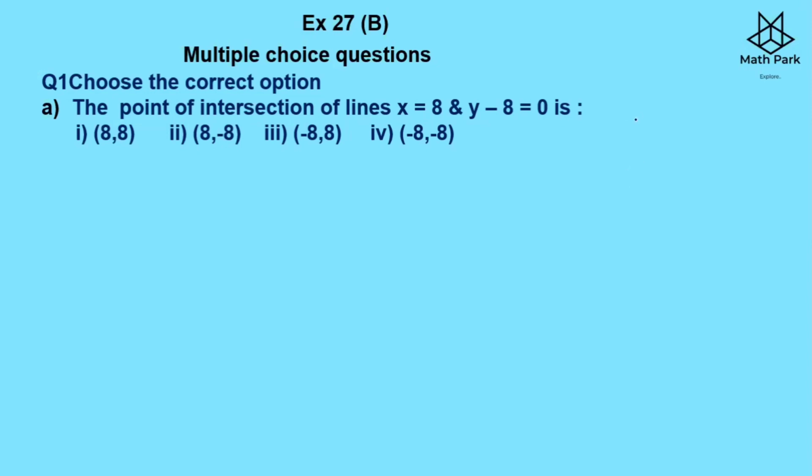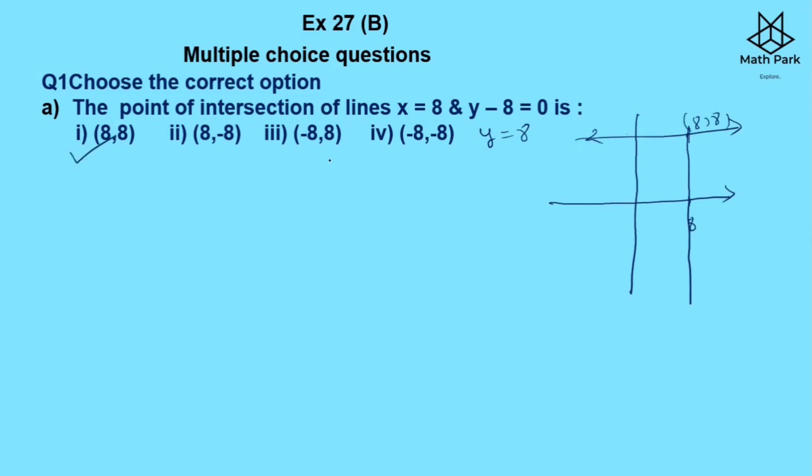Remember, this is your y-axis and this is your x-axis. So x is equal to 8. If this is a point here, x is equal to 8 is going to be this line. And y minus 8 is equal to 0, so it is y is equal to 8. So y is equal to 8 is going to be this line passing from this point. So they are going to meet at point 8, 8. So this is the correct option.